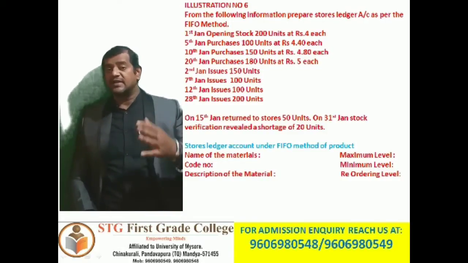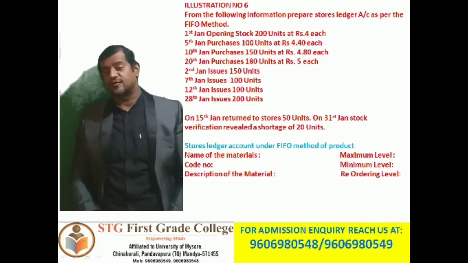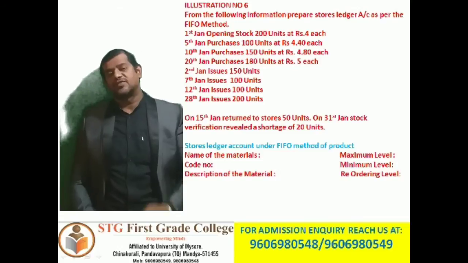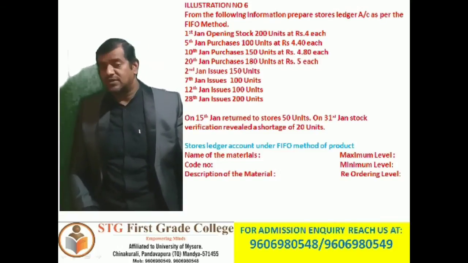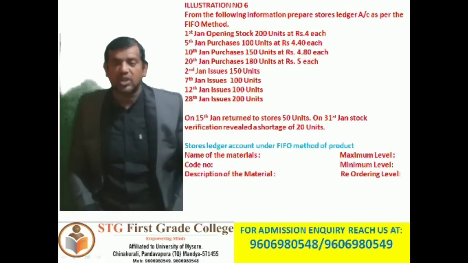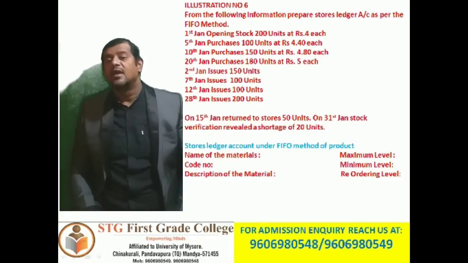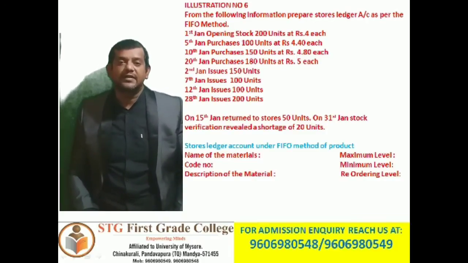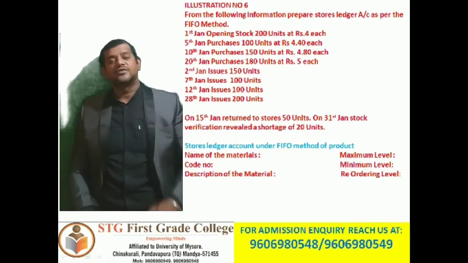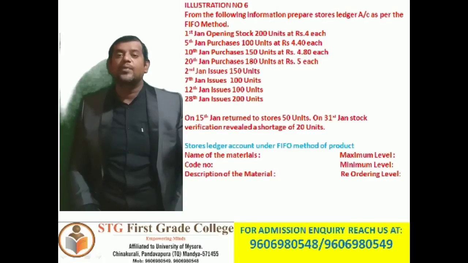Okay, let us open the stores ledger account under the first in first out method. Give the heading: name of the material, there is no information about it. Code number, again no information. Description of the material, no information. Maximum level, minimum level, and reordering level. Okay, this is the heading part of the table. Now let us open the table.